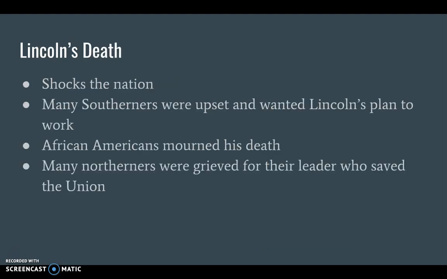And Lincoln's death shocked the nation. Many Southerners were upset because they wanted Lincoln's plan to work. Out of all the plans, Lincoln's plan was pretty lenient and pretty weak compared to the radical Republicans' plan. So that's why many of the Southerners wanted that to follow through. Many African Americans mourned his death, and many Northerners grieved for their leader who saved the Union.